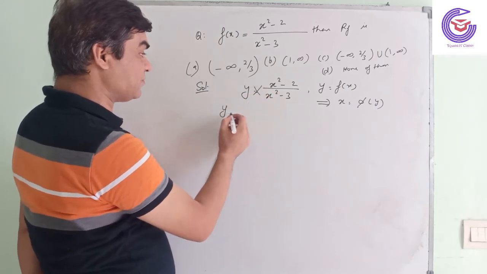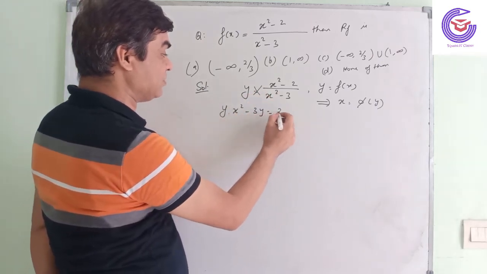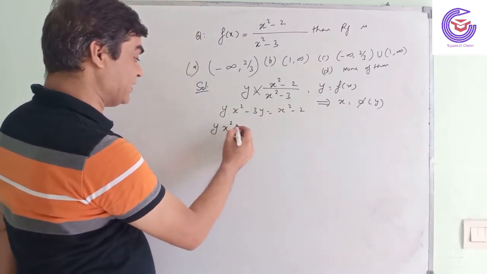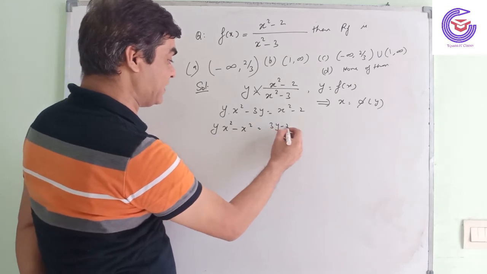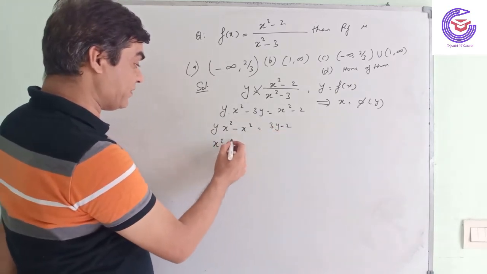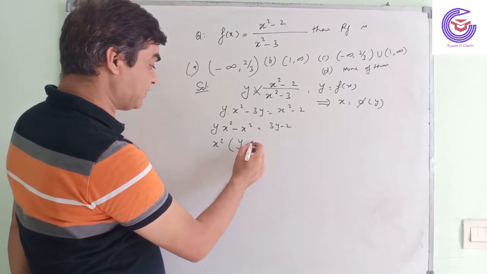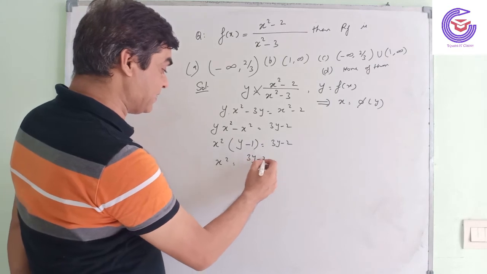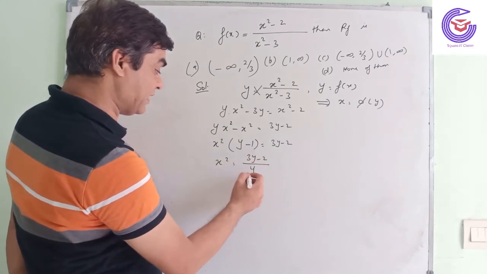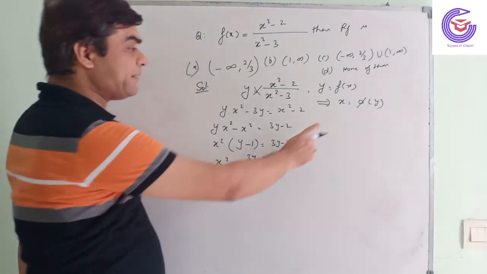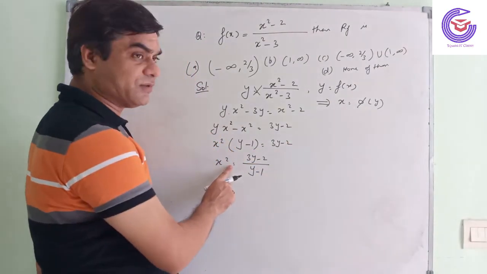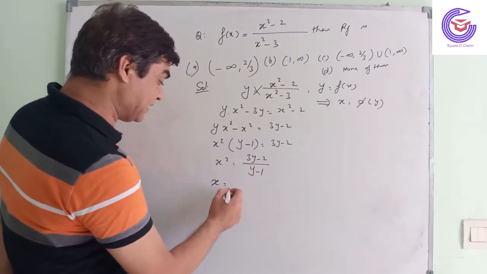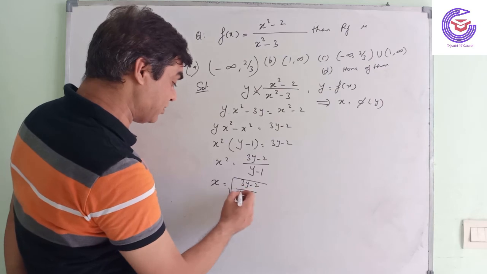If you cross multiply, y x square minus 3y is equal to x square minus 2. If you keep x square on this side, y x square minus x square is equal to 3y minus 2. Take x square common, so it is (y minus 1) x square is equal to 3y minus 2. X square is equal to (3y minus 2) upon (y minus 1). Here I am not converting into x, here it is x square. If you take x, it will be a square root, so you can take that also: x is equal to under root (3y minus 2) upon (y minus 1).